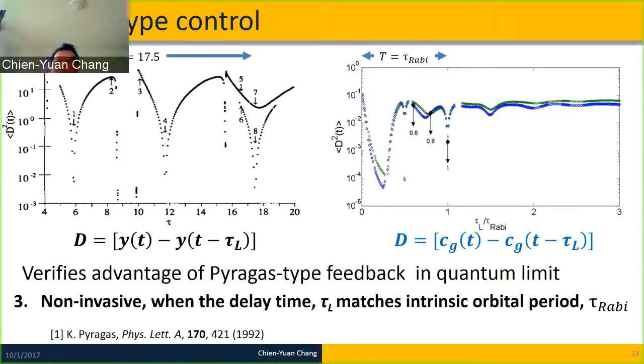As I mentioned before, the figure on the left is classical. When we have the delay time that is a multiple of the intrinsic period of a system, when this system matches the frequency of the delay time, they will have very high repetitions. Basically, the orbit is more or less stabilizing itself. So they have labels 1, 2, 3, 4, 5, something.